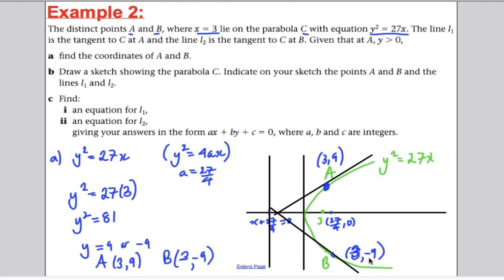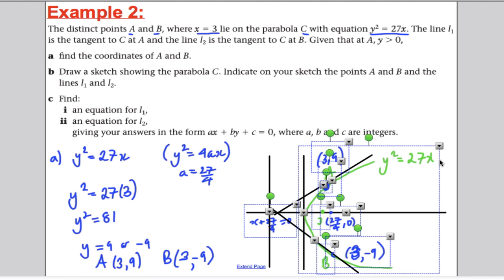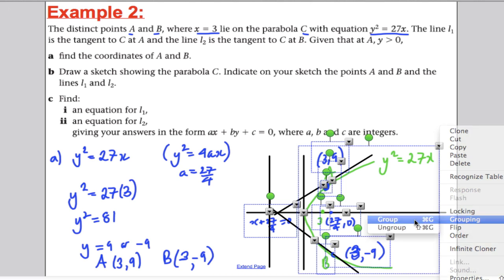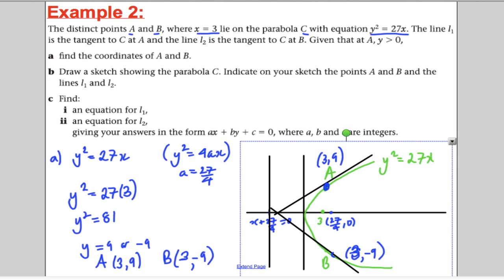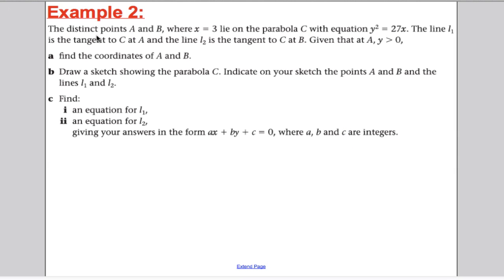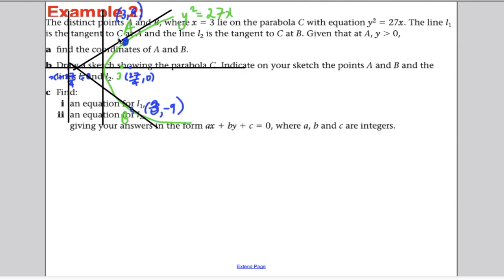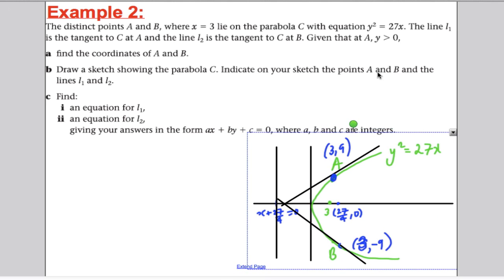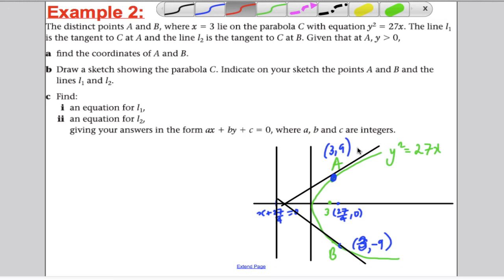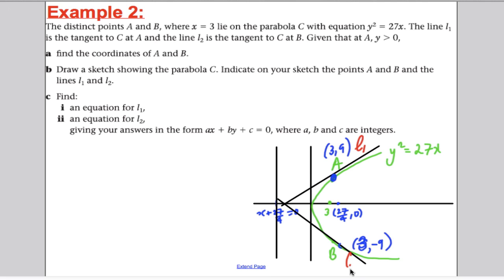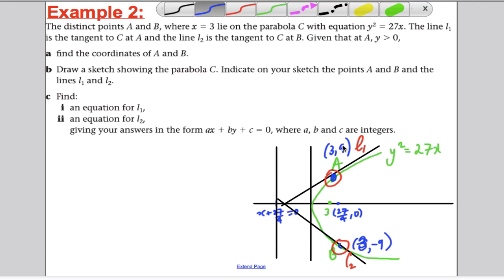For part C, find an equation for L1 and an equation for L2, giving your answer in this form where a, b and c are integers. For ease, it's always helpful to have that picture, so I'm going to paste it here so I can keep in mind what's going on. We're going to find the equation of L1, which is this line here, and L2 is that one there. We have a point on each line, but we need the gradient of the tangent at L1 and at L2. For that we need to differentiate the curve at that point.